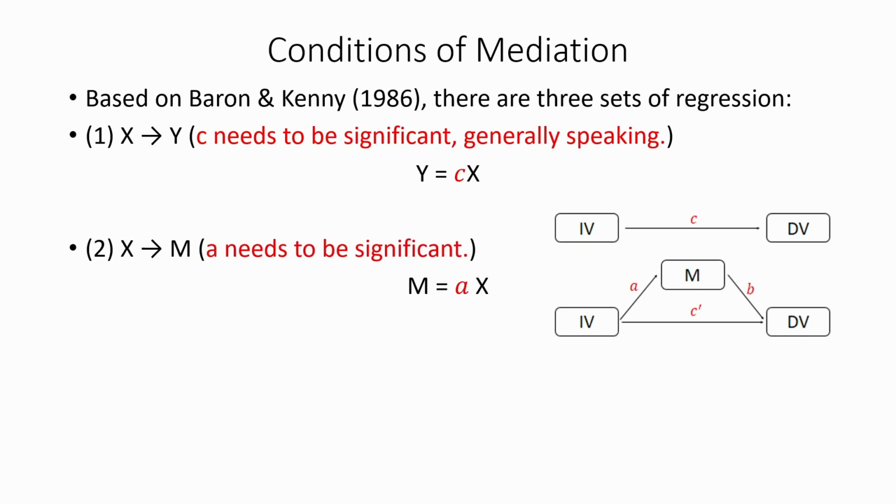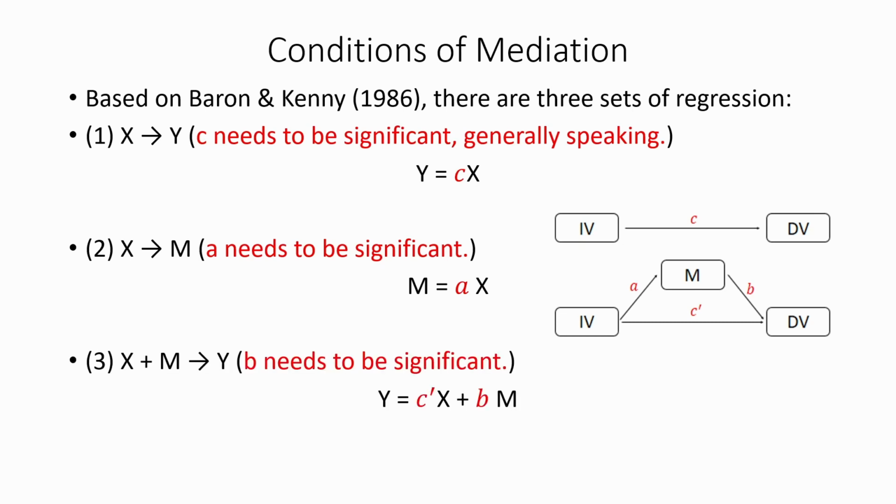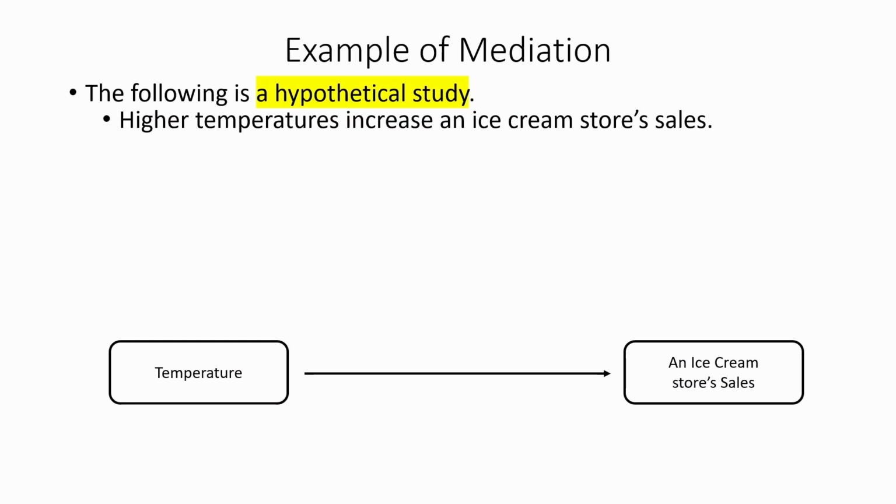The second regression is the X to M. So we do a simple linear regression, X on the M, and the regression coefficient is A. Finally, you're going to do the regression on the X and M on the Y. The regression coefficient for the M is B, and the regression coefficient for the X is C apostrophe. As you can see, the C and the C apostrophe are different because the C is for the simple linear regression, but the C apostrophe is for the multiple linear regression where there's two predictors, namely the X and the M.